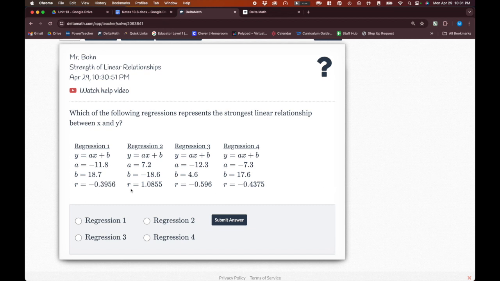Now this one right here says 1.08, and I didn't realize that's pretty close to 1, but R cannot be bigger than 1. So I know that it cannot be that one. That one's a bad one. So I'm looking for the other one that's closest, and it looks like this one right here might be the closest. And so I'm going to try that one. Regression 3.